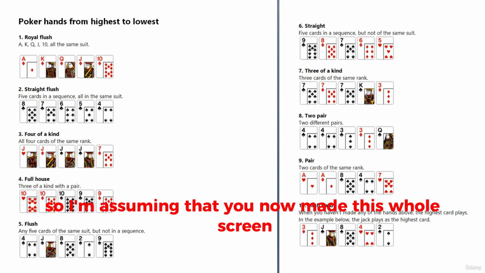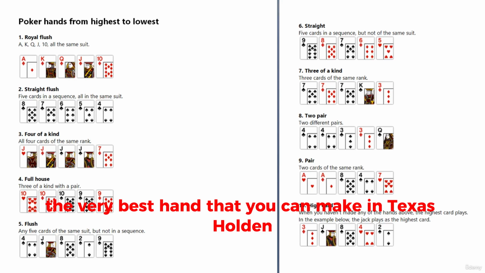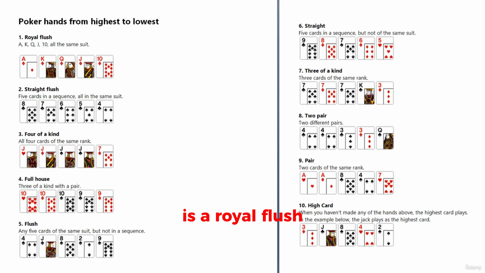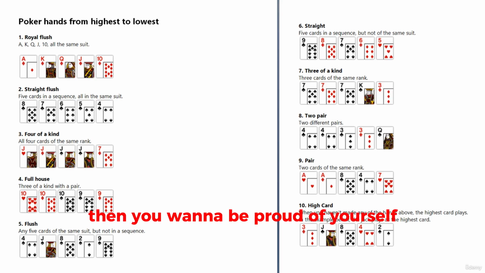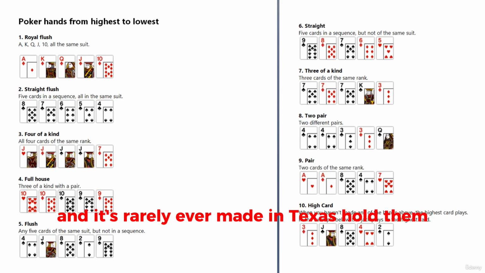Okay, so I'm assuming that you now made this full screen. Let's go ahead and get started. The very best hand that you can make in Texas Hold'em is a royal flush. If you ever make one of these, you want to be proud of yourself. Maybe take a picture because this rarely happens. Same thing for a straight flush. A royal flush is an ace, king, queen, jack, and 10, all of the same suit. So it has to be either diamonds, hearts, clubs, or spades. That's the royal flush. That's the very best hand, and it's rarely ever made in Texas Hold'em.